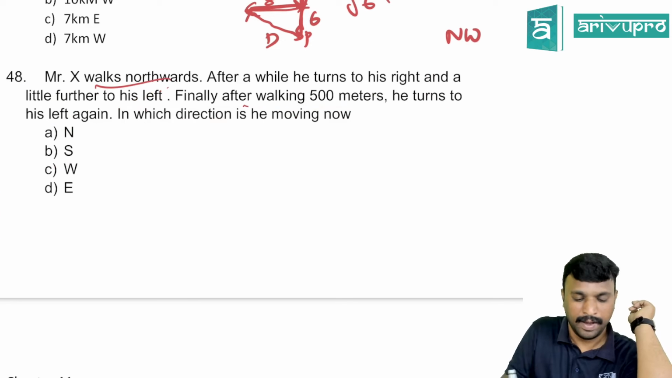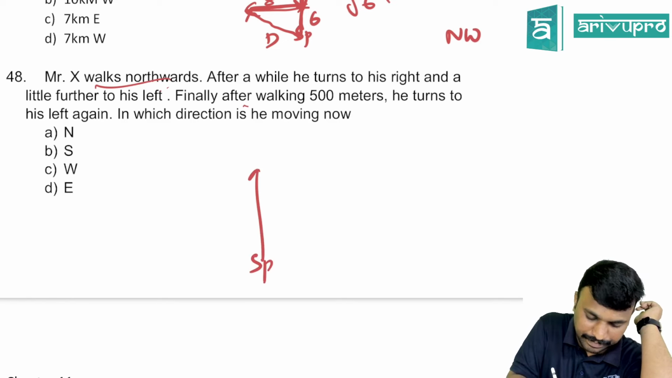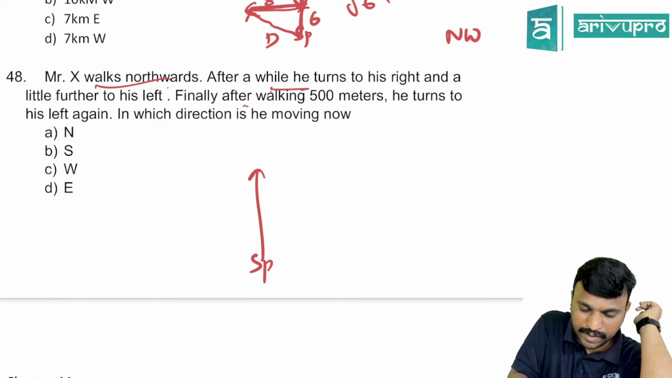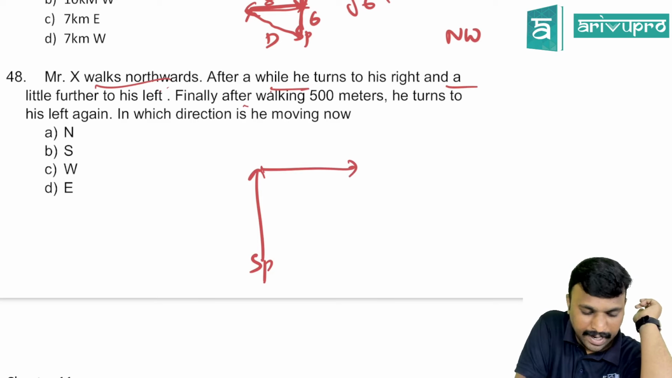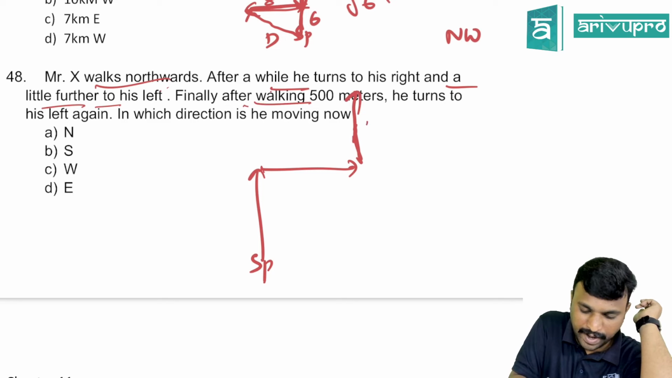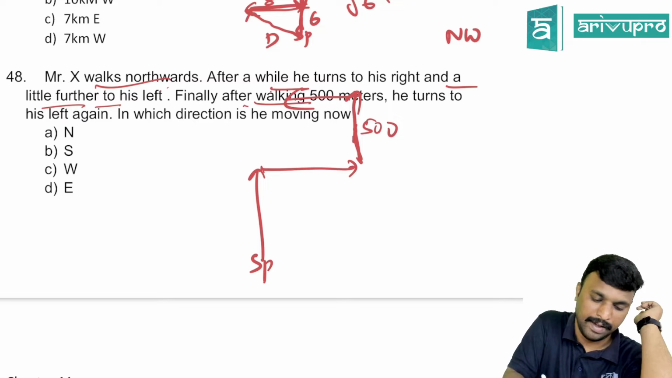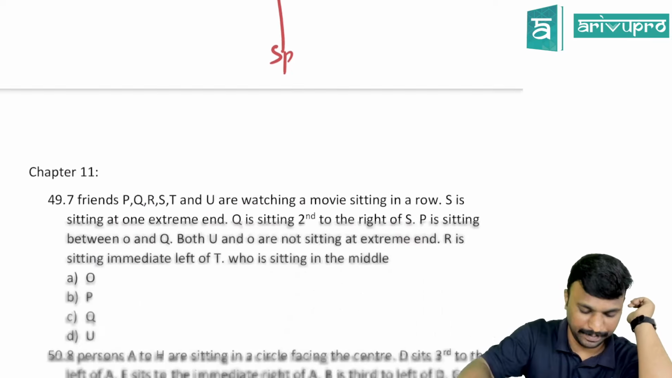Mr. X walks northwards. From the starting point, north. After a while, he turned to his right. Right is our right only. And a little further, he turned to his left. Left is definitely upwards. Finally, after walking 500 meters, he turned to his left. Left is west only. So the final answer is option C only.